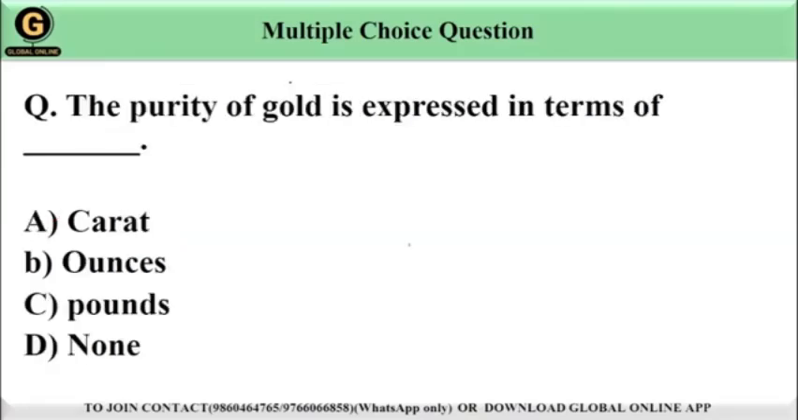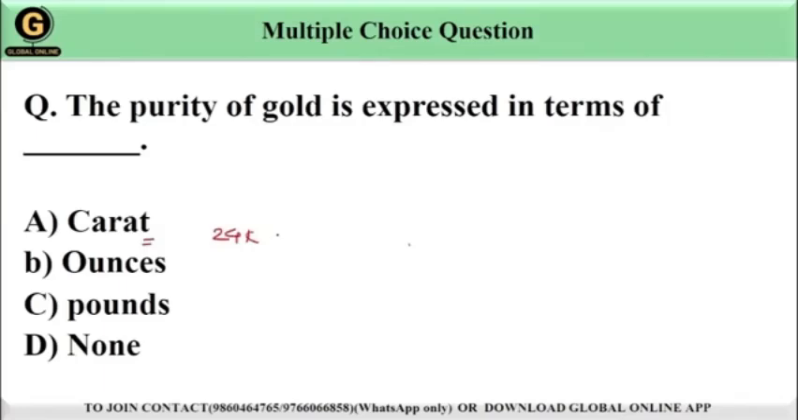Okay, let's move to the next question. The purity of gold is expressed in terms of dash dash. We have options for this: option A, carat, option B, ounces, option C, pounds, and option D, none. So friends, the purity of gold is expressed in terms of a carat. A 24 carat gold is considered as a pure gold.